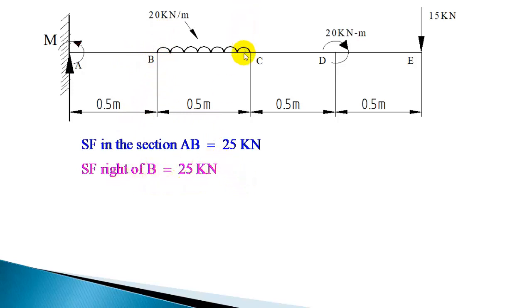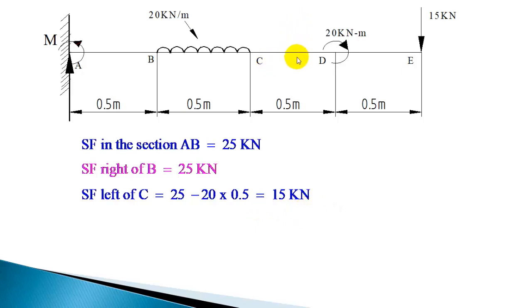When you take shear force left of C, 25 minus this part of load will come. Immediately left of C, the complete load will come. So 20 into 0.5, and it is downward, so minus. So 25 left of C, 25 minus 20 into 0.5, 15 kilonewton.